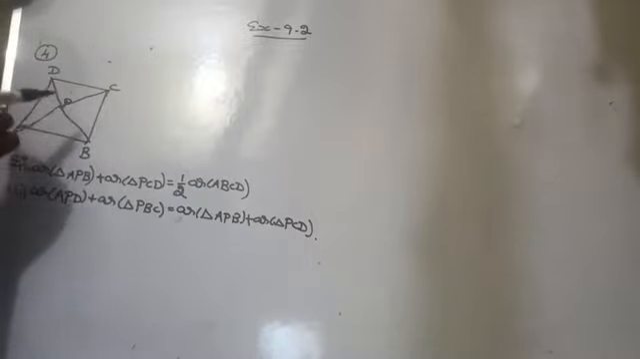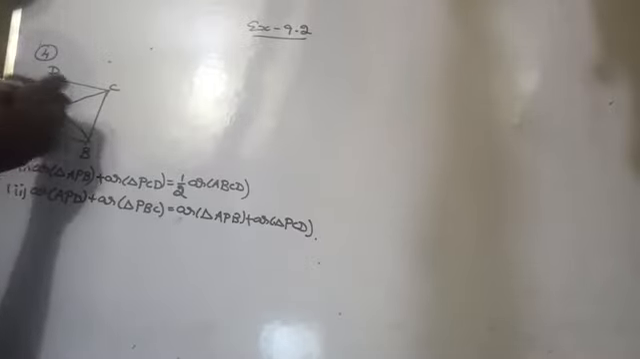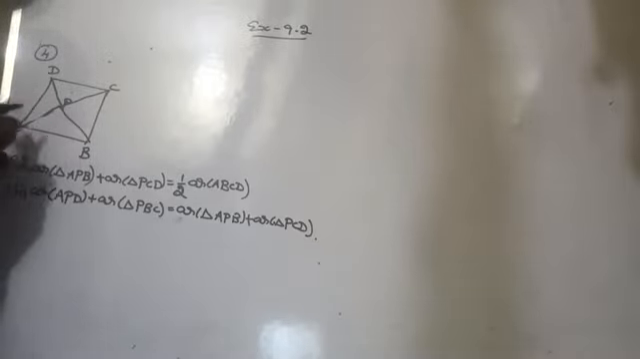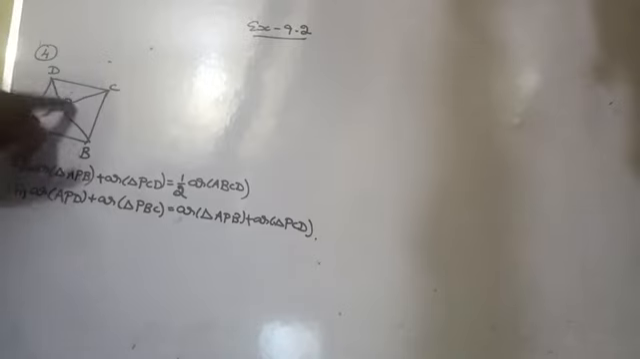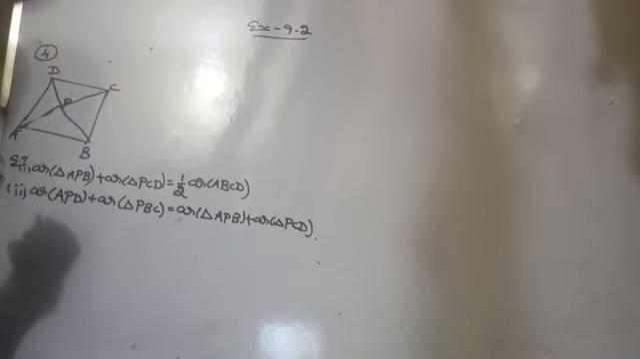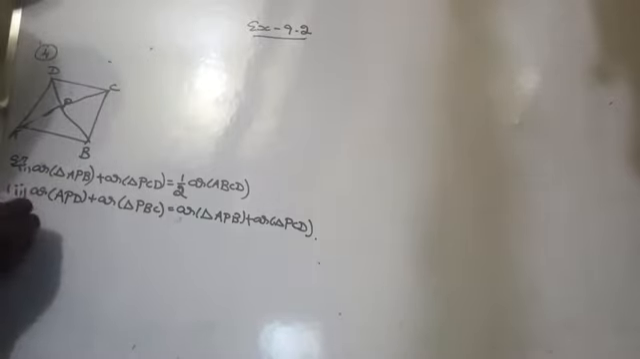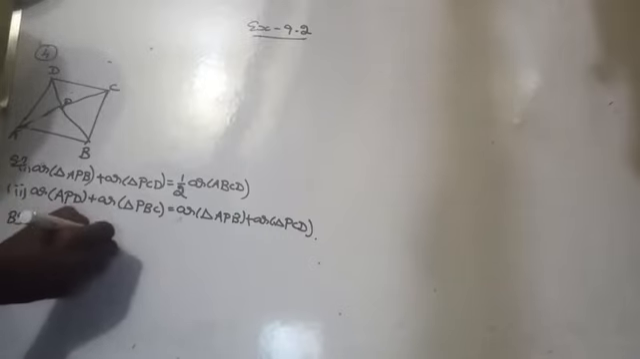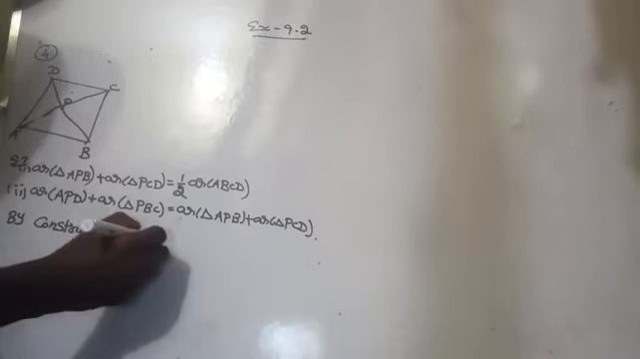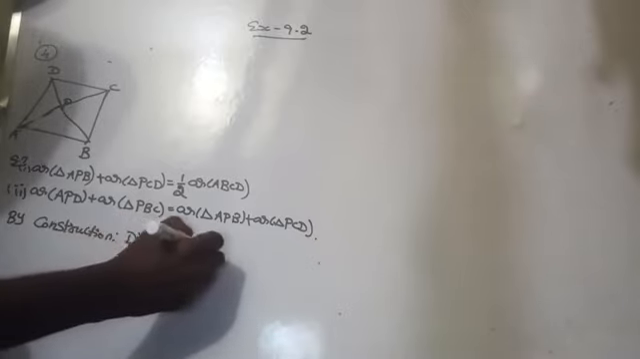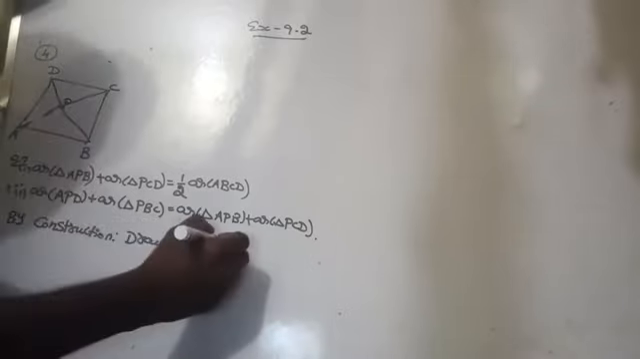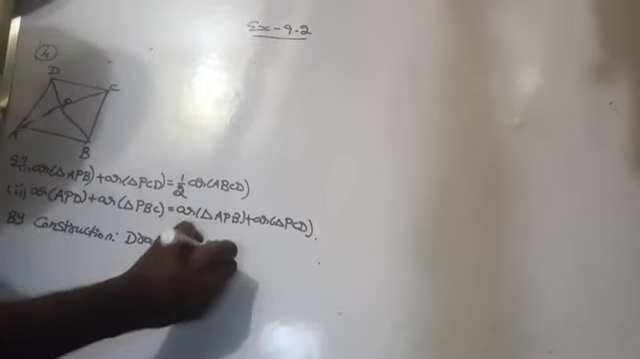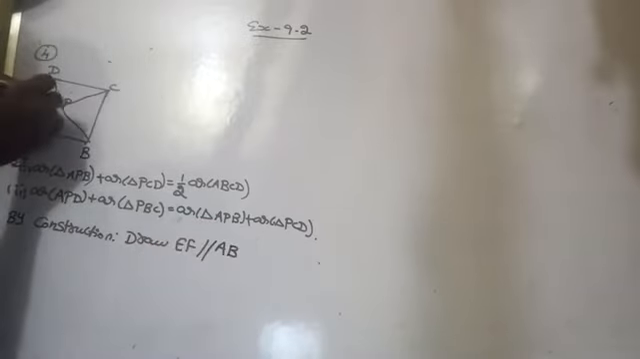What we did here? By construction, join AP and BP and then CP and DP. Am I right? Yes. Now, by construction, draw EF parallel to AB.